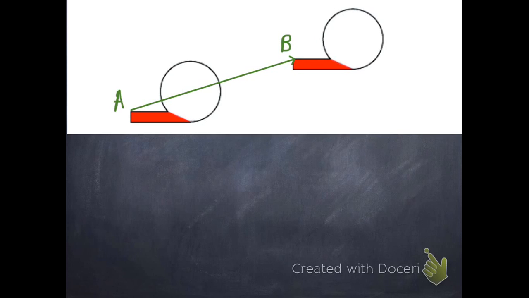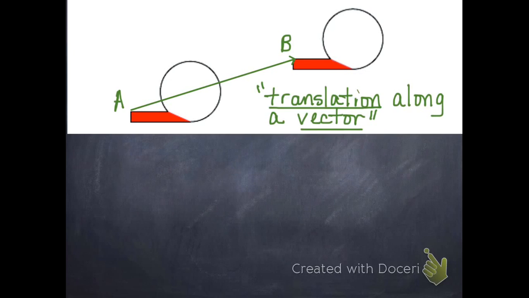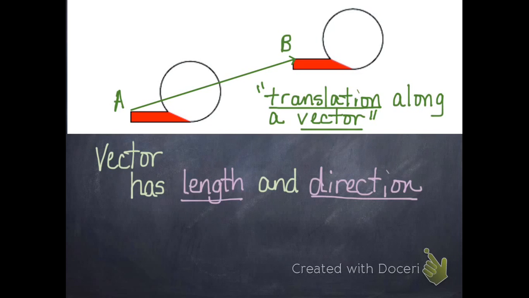So what we're really going to call these moves, this rigid motion, is a translation along a vector. So whenever we say we're going to translate something, we want to specify the vector that we're translating along. Okay, so let's talk about what a vector is. A vector has length and direction, like we said. It's a directed line segment, so it has this beginning point, an ending point, and a length and a direction.